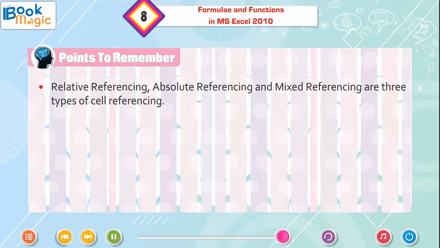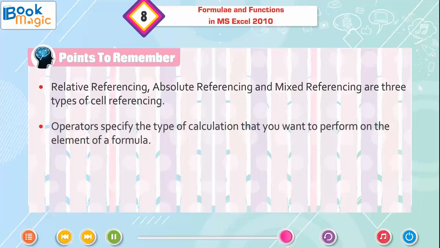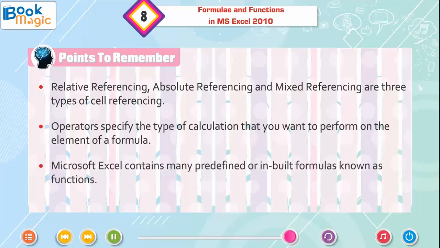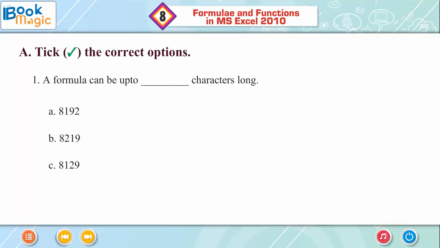Relative referencing, absolute referencing, and mixed referencing are three types of cell referencing. Operators specify the type of calculation that you want to perform on the elements of a formula. Microsoft Excel contains many predefined or inbuilt formulas known as functions. A. Take the correct option.